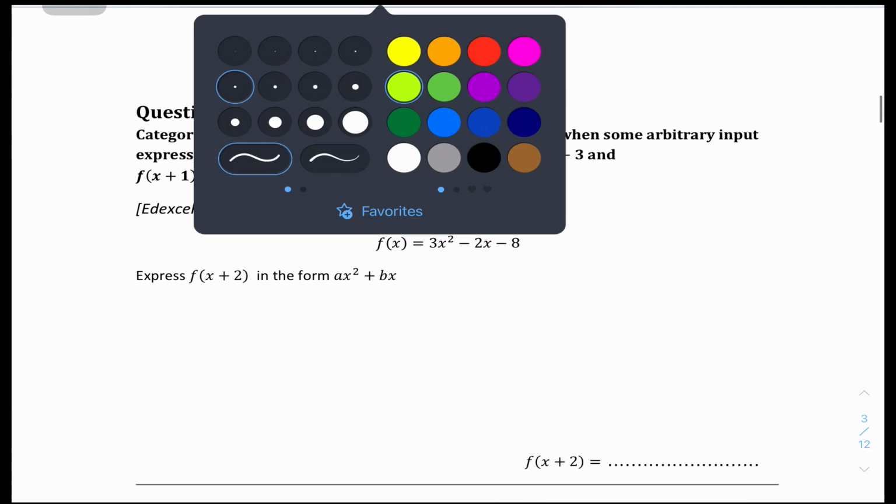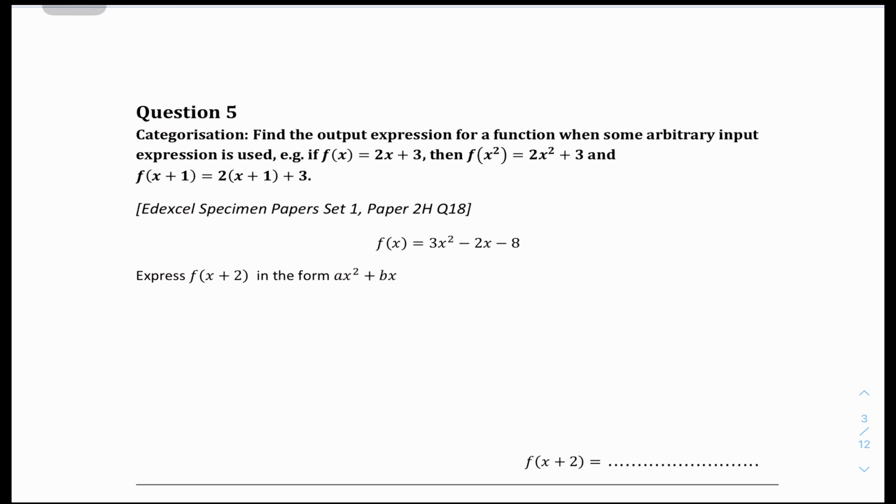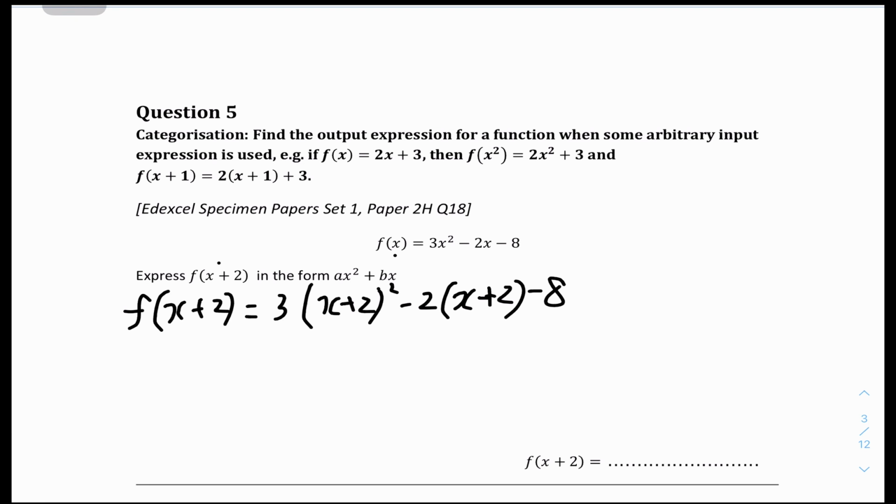And moving on to question 5, we have f of x equals 3x squared minus 2x minus 8. Express f of x plus 2 in the form of this right here. So what you do is you just set the inside x value to x plus 2. So it will be f of x plus 2 equals 3 times (x plus 2) squared minus 2 times (x plus 2) minus 8. Because you are just substituting all values of x by x plus 2. Then you just expand the bracket and simplify it.